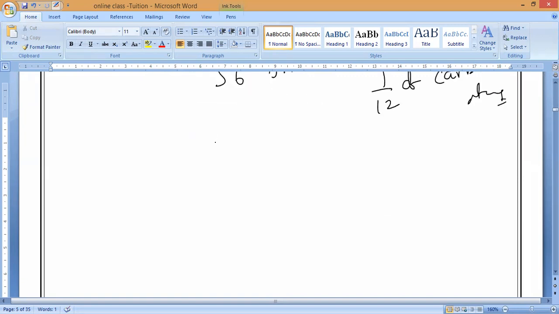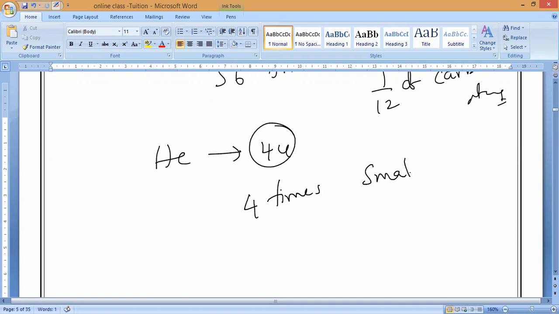Now, for example, I will take helium. Helium is 4 U. So tell me, does 4 U mean smaller or heavier? It is 4 times smaller than 1/12 of a carbon-12 atom.